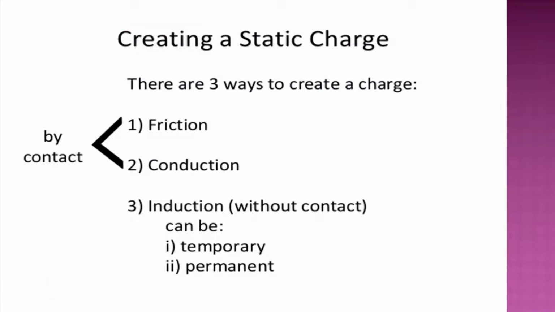Now, creating a static charge. Students, there are three ways to create a charge. Number one is friction, number two is conduction, and number three is induction. We can categorize them into two subtopics: by contact or without contact. By contact includes two methods, that is friction and conduction. While induction, that is without contact, can be temporary or permanent.